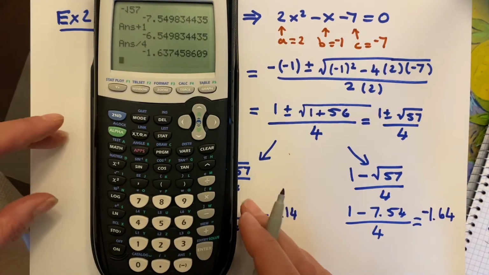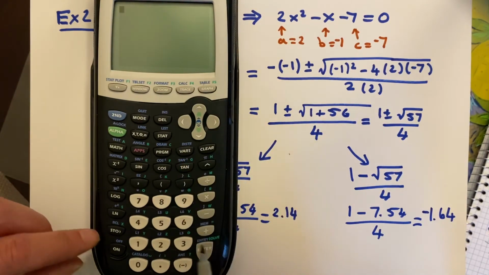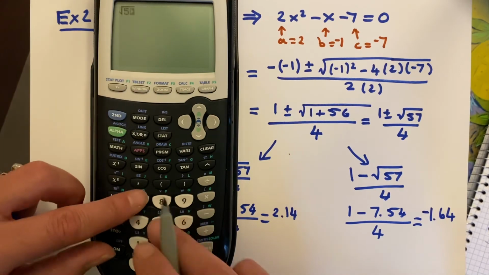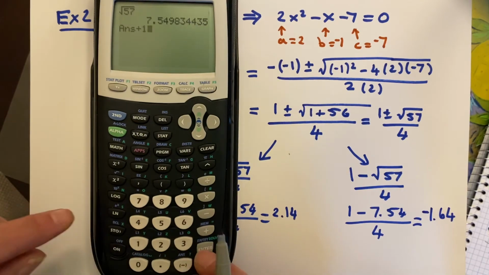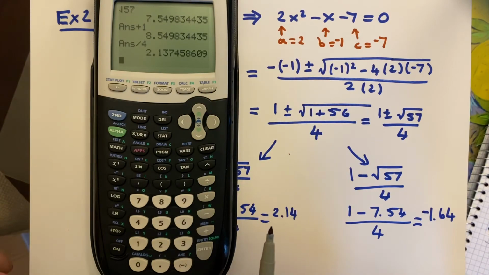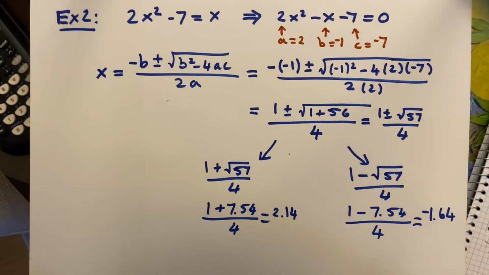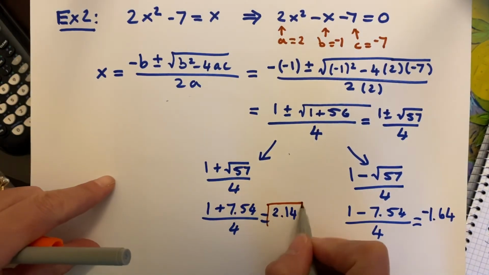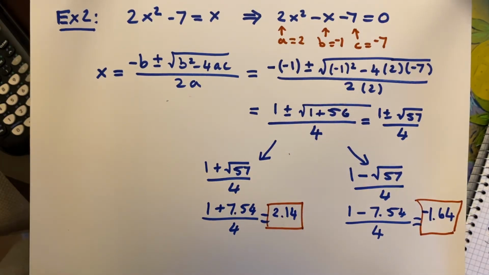And just because I think you didn't see my calculator, I'm just going to do that again so you can see it. The first one was the square root of 57, which gives me that 7.54 plus 1 divided by 4, and you can see I get 2.14. So my two answers to this problem are 2.14 and negative 1.64.